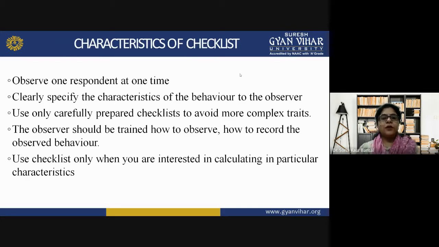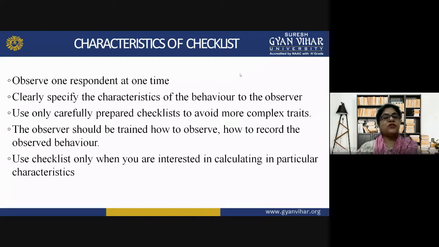Now let's have a look at the characteristics of a checklist. So students, observe one respondent at one time. It means you're not going to check so many respondents or so many units at one time. A checklist actually focuses on one respondent at one time. Suppose there are 30 students in your class. You're not going to check them all together. The main characteristic of a checklist focuses on this important point, that you observe one respondent, one student, at one time.